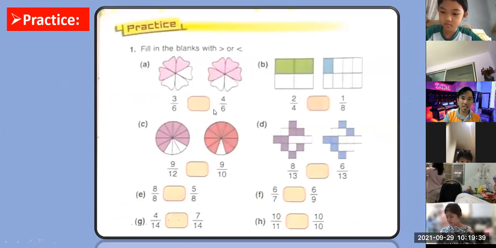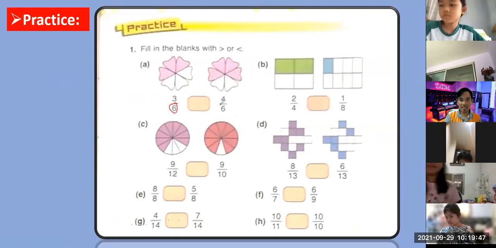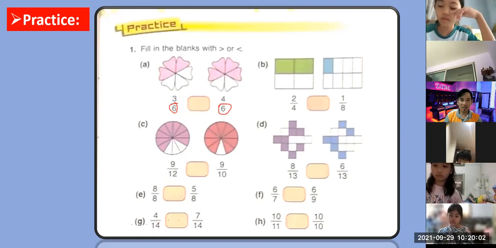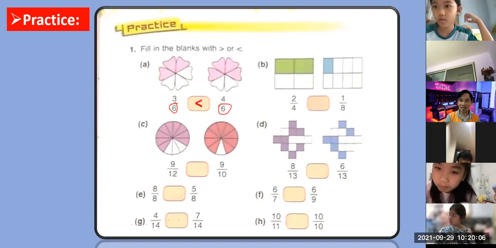Now 3/6 and 4/8. The same denominator here. Now what is the answer? Is 3 greater than 4, or 4 greater than 3? Here you can see that 3 is smaller than 4, right? 3 is smaller than 4.